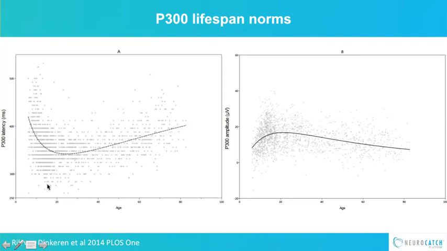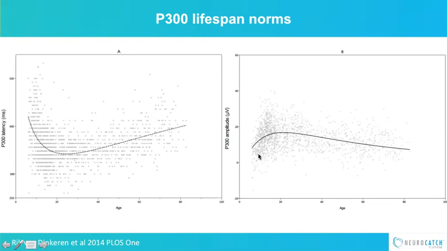You can also get a sense of the relative dispersion of this, so that you can see that from about 300 milliseconds to 500 milliseconds is the typical window that you might see the variance in this P300, and that it is quite variable when you're young and then stabilizes into adulthood.